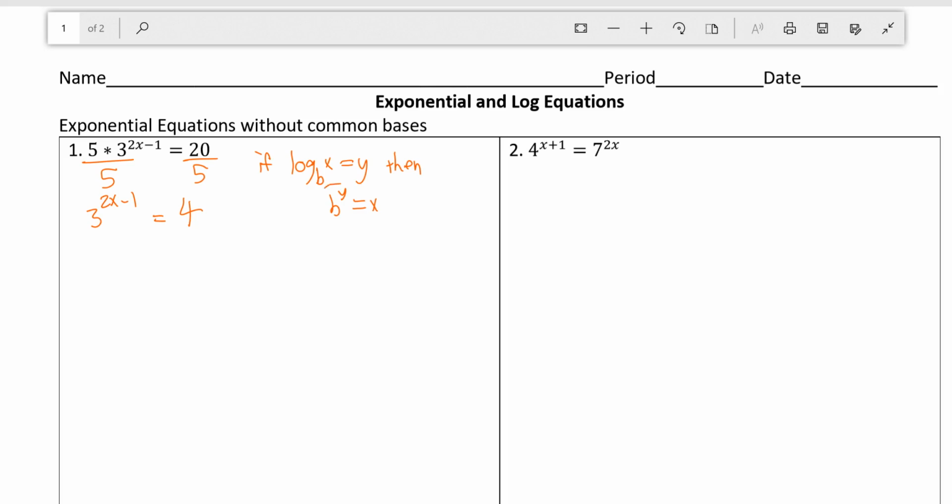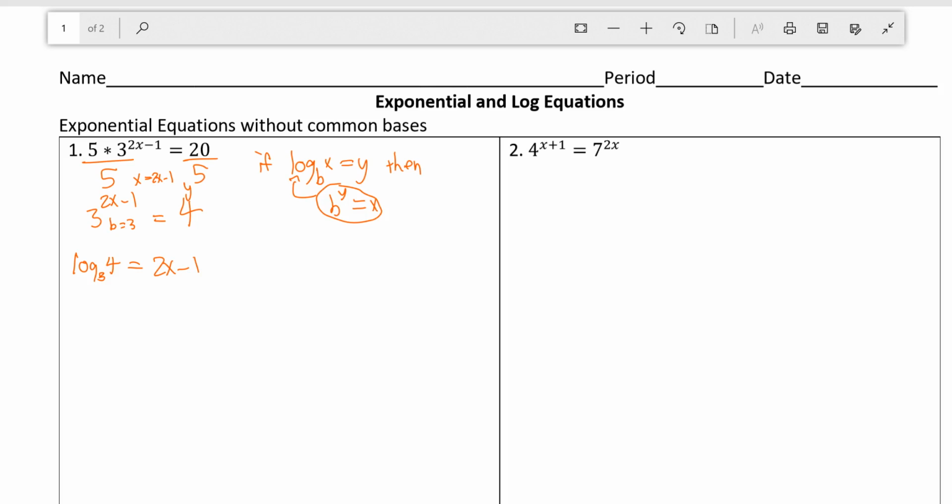So currently I have it in this form, so I can convert it to this form. I have 3 to the 2x minus 1 equals 4, so that means log base 3 of 4 equals 2x minus 1, right? Because this was my y, this whole thing was my x, and this is my base. So b is 3, and we don't really want to say x is 2x minus 1, but that's kind of just where these things fall in this little formula.